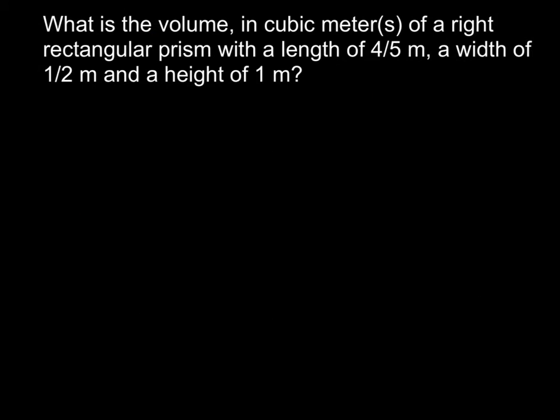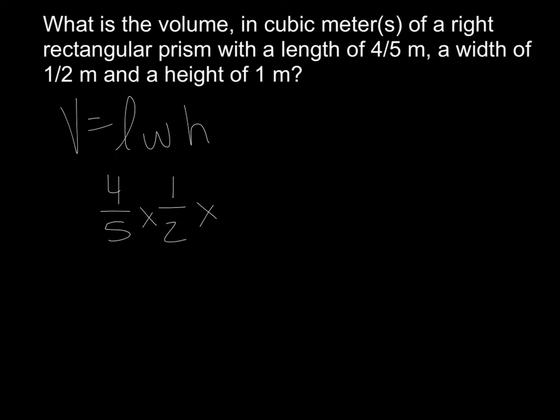Next question. What is the volume in cubic meters of a right rectangular prism with a length of 4/5 of a meter, a width of 1/2 meter, and a height of 1 meter? Again, remember, volume is found by multiplying the length times the width times the height. I have a length of 4/5 meter times a width of 1/2 meter times a height of 1 meter, and 1 over 1 is simply 1.